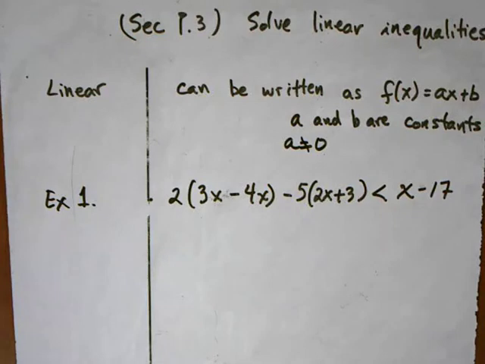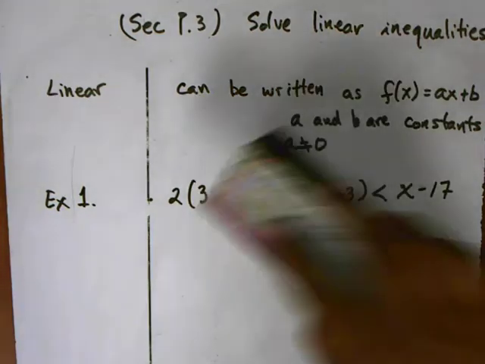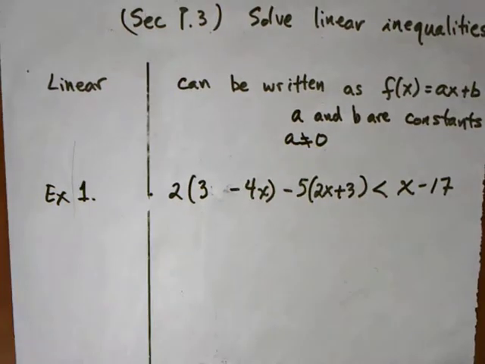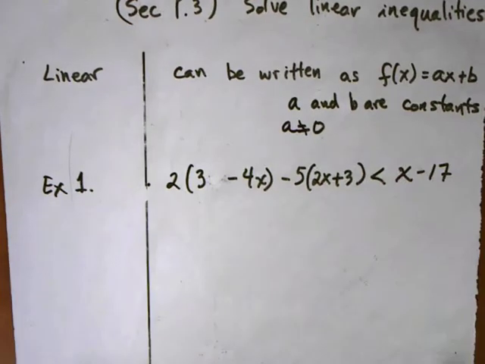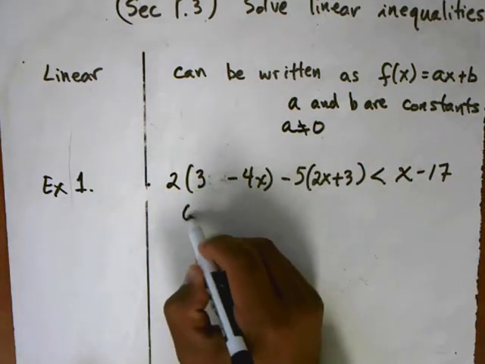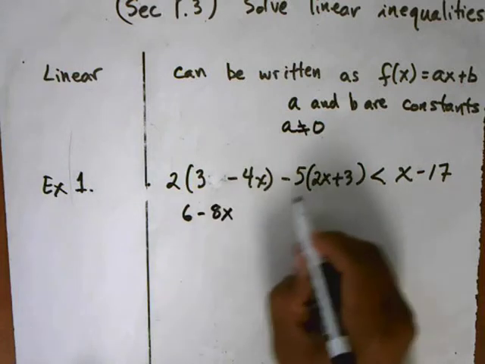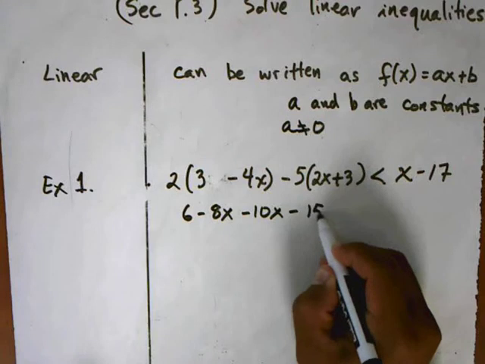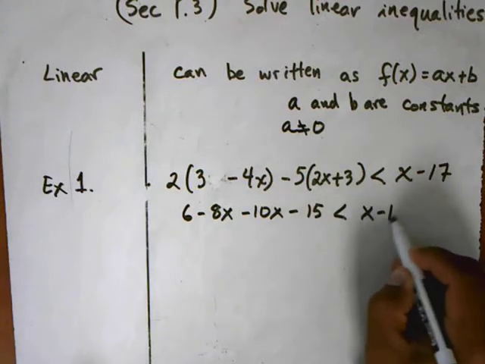I have an inequality: 2 times quantity 3, sorry, that should be a 3, quantity 3 minus 4x, minus 5 times quantity 2x plus 3, is less than x minus 17. So we treat this just like any linear equation, except it has an inequality symbol. Let's start by distributing everything using the distributive property. So you have 6 minus 8x, negative 5 times 2 is minus 10x, minus 15, is less than x minus 17.